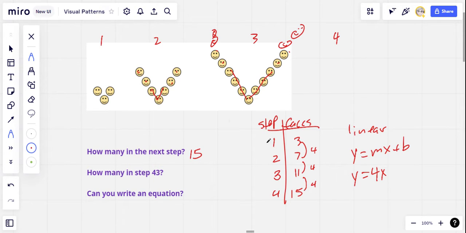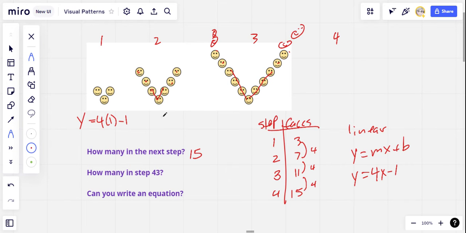So if I used just this part of the equation, y equals 4 times x, I'd put in 1 for the step number. 4 times 1 is 4. I'd get 4, but I only have 3. So I've got 1 too many from this equation. So I have to adjust that by subtracting 1. And that means we can put a minus 1 here on our equation. That's the b part. B was a negative 1. So our equation is y equals 4x minus 1.